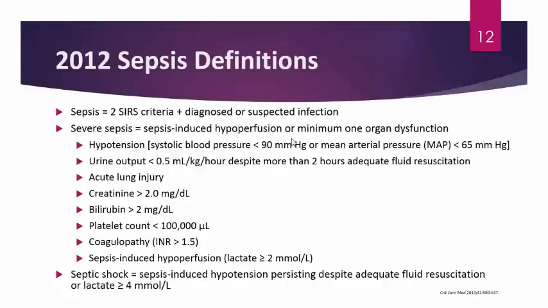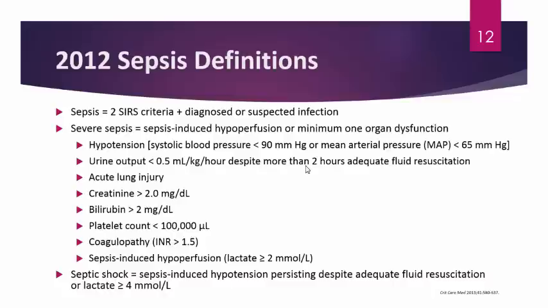Minimum of 1 organ dysfunction can involve many different organs. So, for example, if you have hypotension, that's something that affects essentially the heart. Hypotension, as we covered earlier, is a systolic blood pressure less than 90 or a MAP less than 65. If you have urine output less than 0.5 mL per kilo per hour, despite more than 2 hours of adequate fluid resuscitation, you can also be considered to have organ dysfunction.